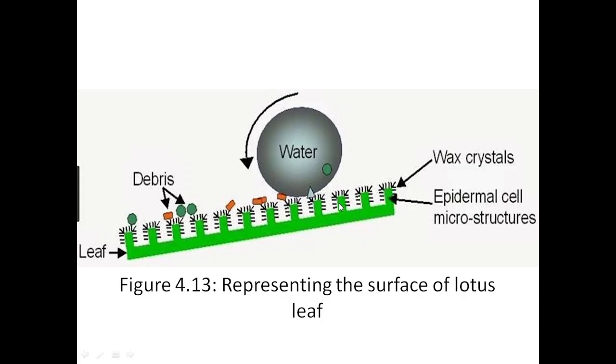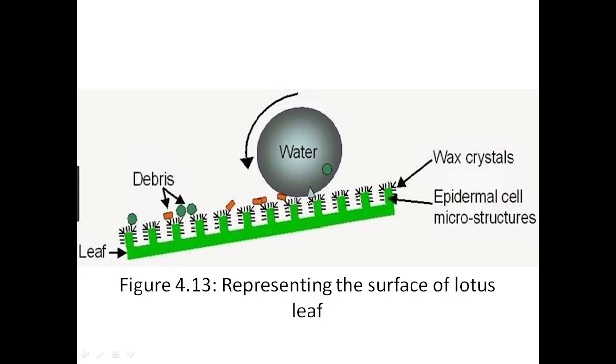These green blocks that you can see are the microstructures. And we also have this debris, which you can see in a slightly dark green color. You can also see the wax crystals, and these are the microstructures, or even smaller, they can be nanostructures.